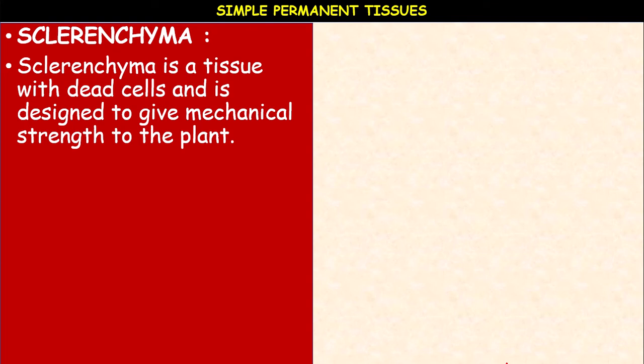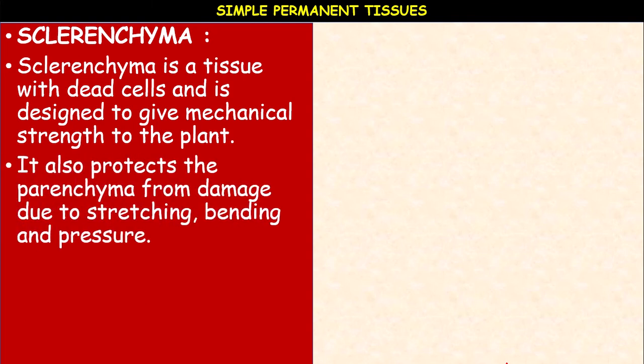In parenchyma, cellulose is present. In collenchyma, pectin and cellulose, but in sclerenchyma, lignin is present. The cell walls are made up of lignin. So, the main function of the sclerenchyma is to give protection. It protects the parenchyma from damage due to stretching, bending and pressure.